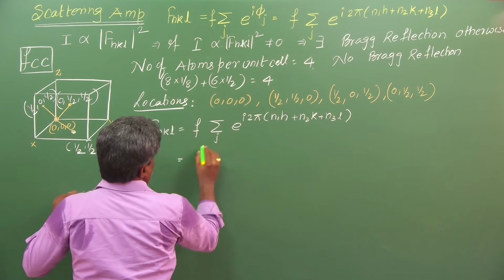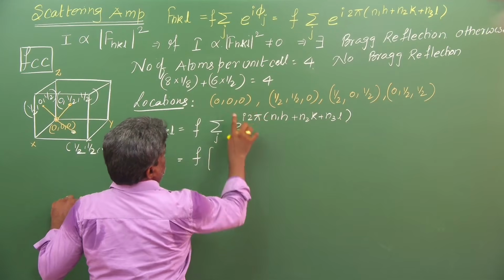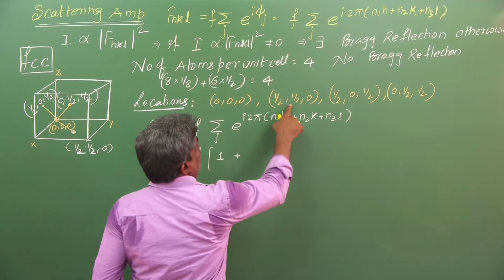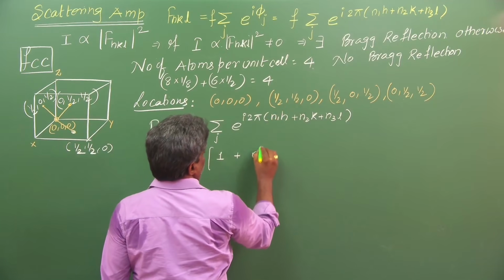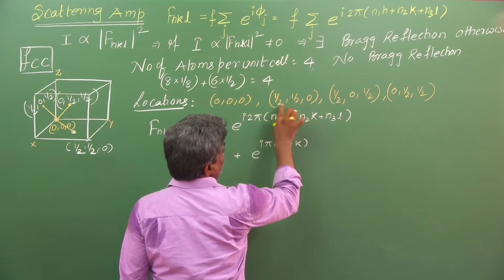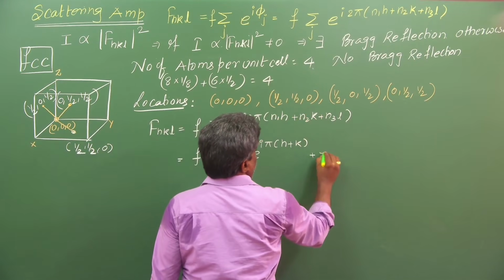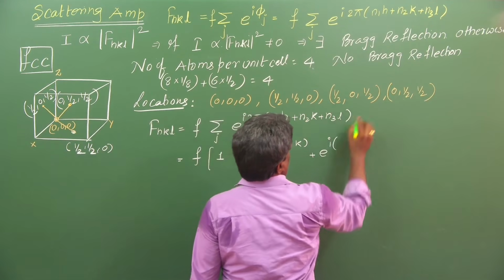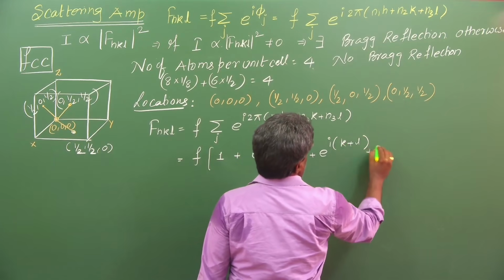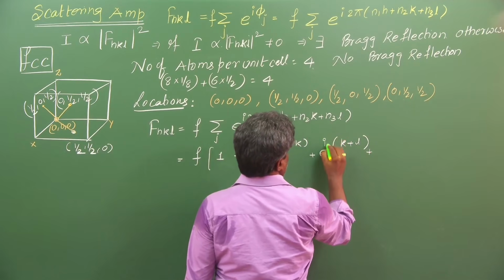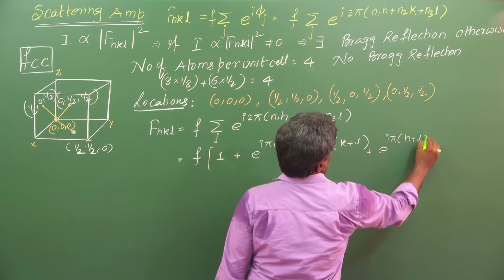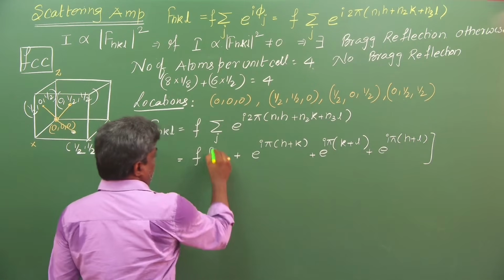Now I am removing this summation. First atom is 1, that means e power 0 is 1, plus next half comma half comma 0, that's why e raised to i pi (h plus k), because half plus half, hk, plus e raised to i pi (k plus l), plus e raised to i pi (h plus l). Everybody got this?